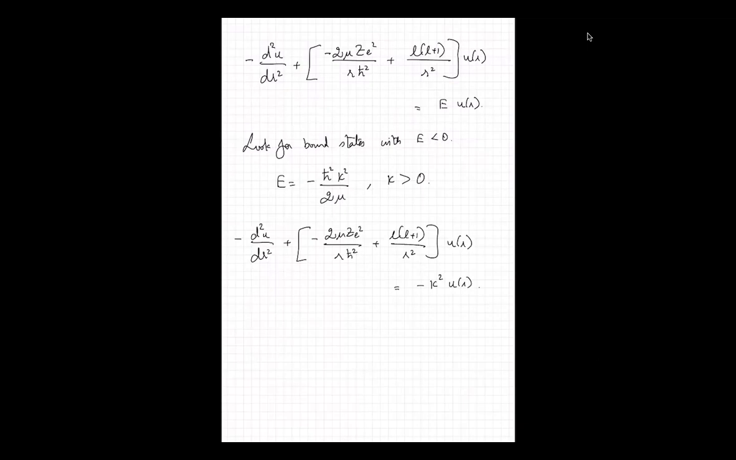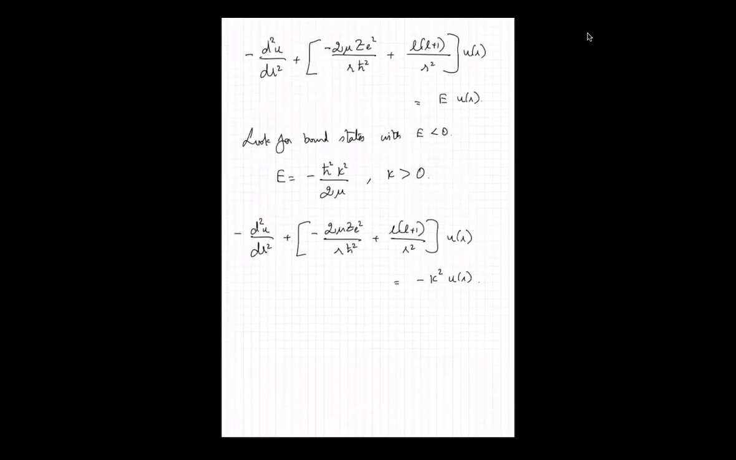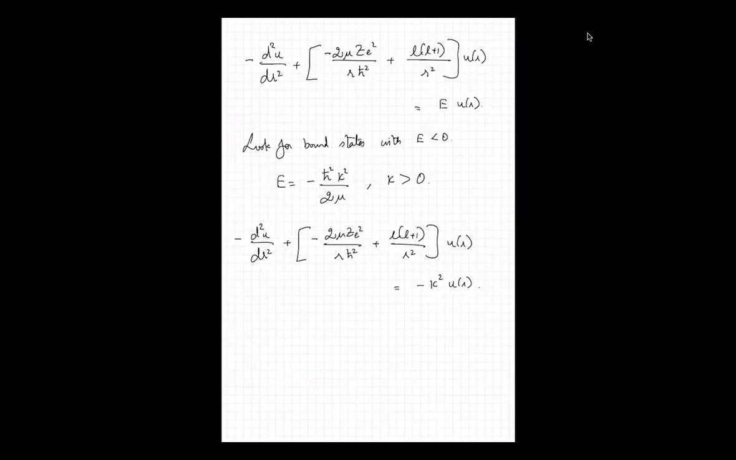Kappa has the units of 1 over length, right? It can be interpreted as some kind of a wave number or wave vector, with components that go like 1 over length. So kappa has the units of 1 over length. Okay, so the structure of this differential equation permits us to do a slight change of variables to write everything in terms of dimensionless variables.